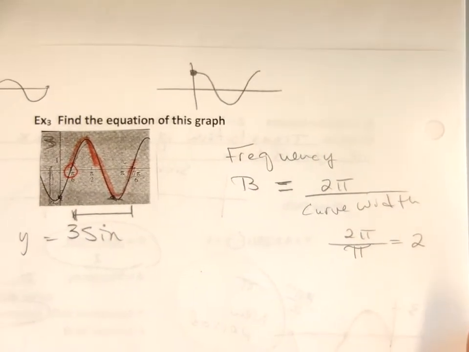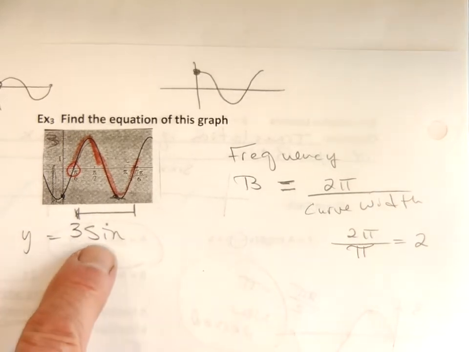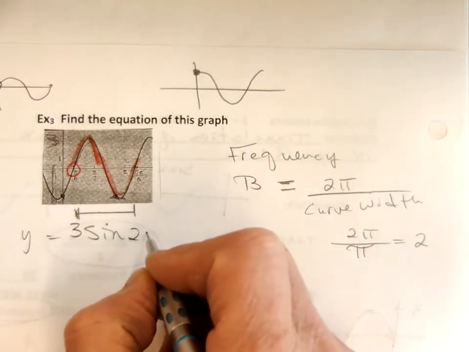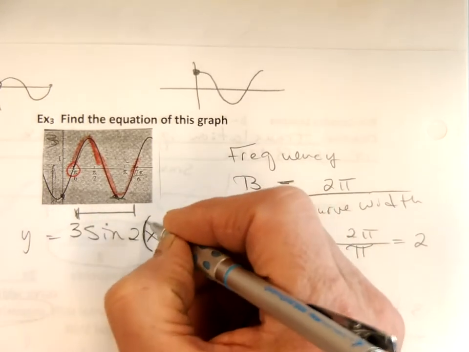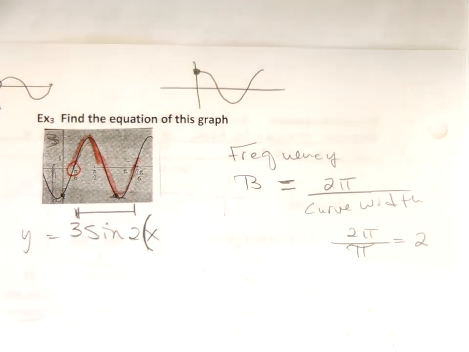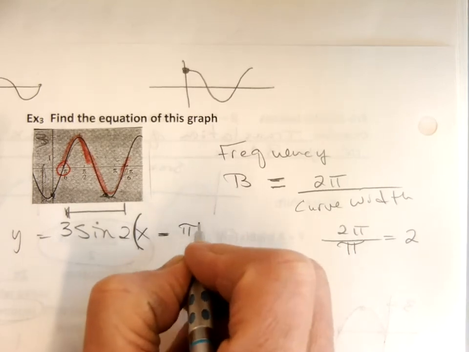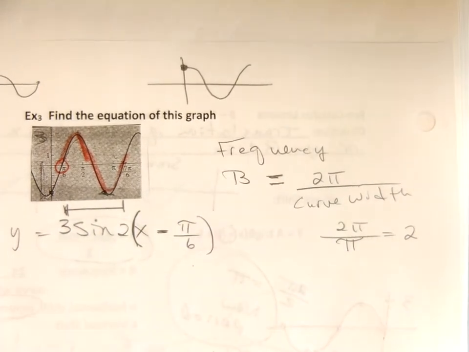All right, so my equation, y equals 3 sine of 2x. But I need to do this because I get to do the fancy dance. It's inside the parentheses, and we moved it pi over 6 to the right, so we're going to go minus pi over 6. Do you agree with that? Okay, that's all we have. That will be that equation. Minus pi over 6.